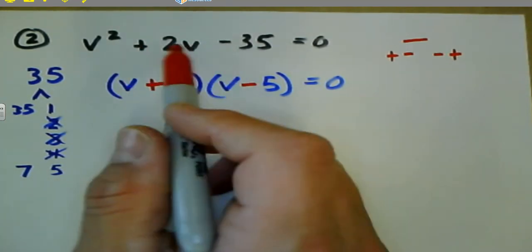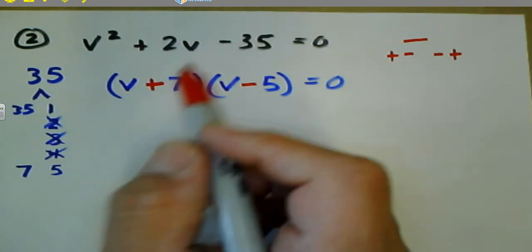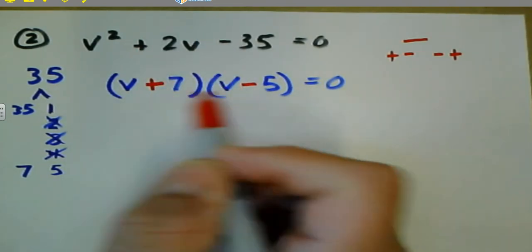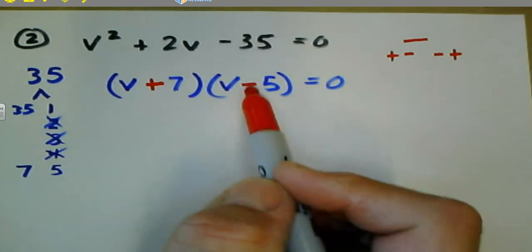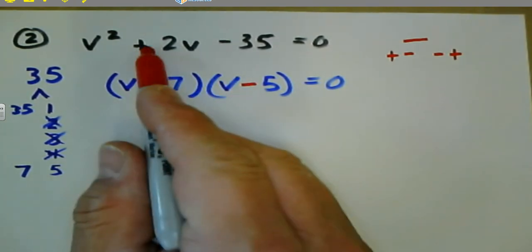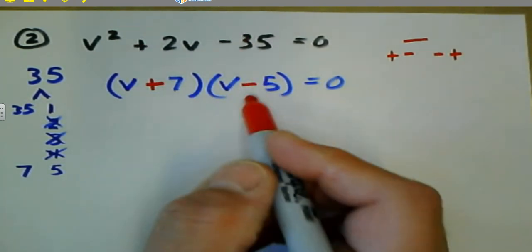If you line this up like this and it's a negative here, it tells you exactly what to put in here. Boom, boom. If this were negative, this would be negative, but this would end up being positive.